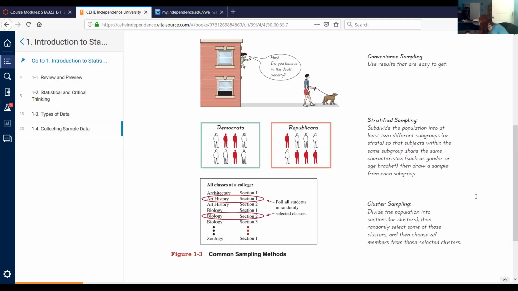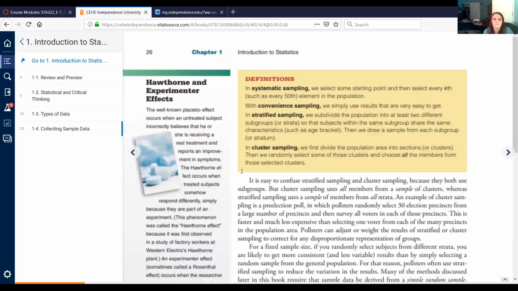Or I could divide the city into neighborhoods by some common definition, trying to get people within geographic areas, and then randomly choose neighborhoods and go door to door. So these would be the difference between stratified and cluster. Okay. All right, so we have those.